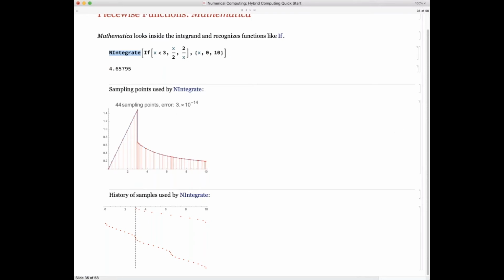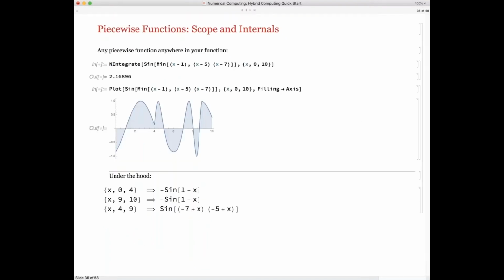Similarly, a plot of the location of each sample shows that NIntegrate first took a few samples in each subregion and then made, in this case, just one division on one of the integration regions to obtain a result with a sufficient level of confidence. Let's take a look at how far this piecewise subdivision can go and how it works.